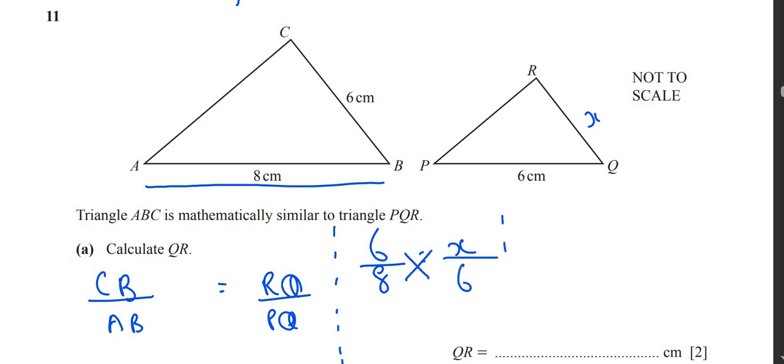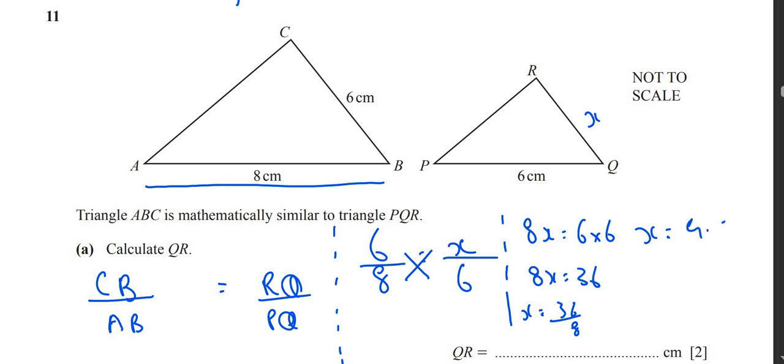Cross multiply. So 8x is equal to 6 multiplied by 6. 8x is equal to 36. x is equal to 36 divided by 8. x is equal to 4.5. So the answer is 4.5.